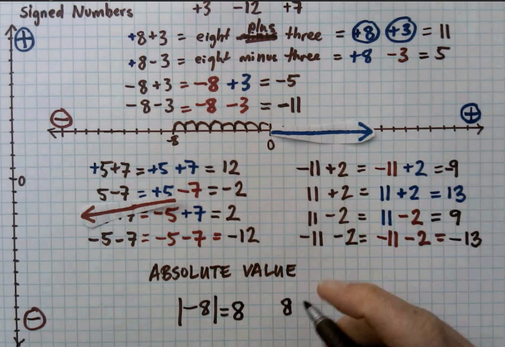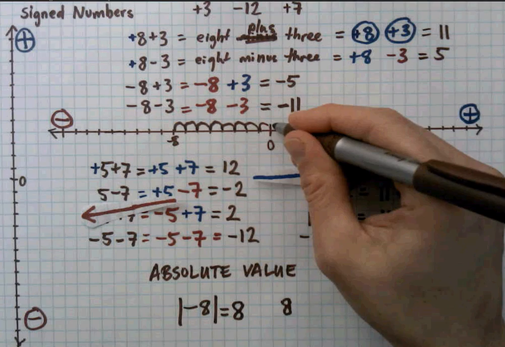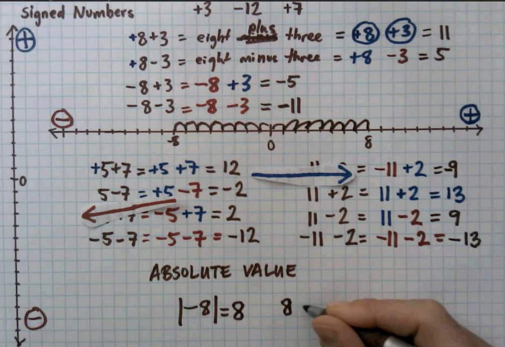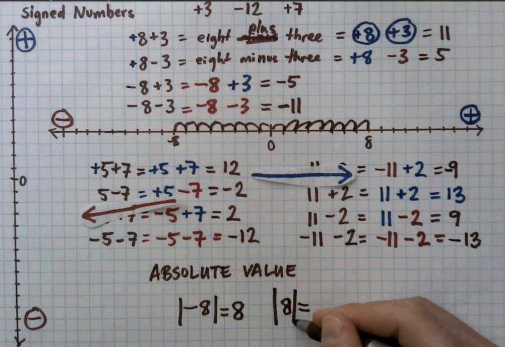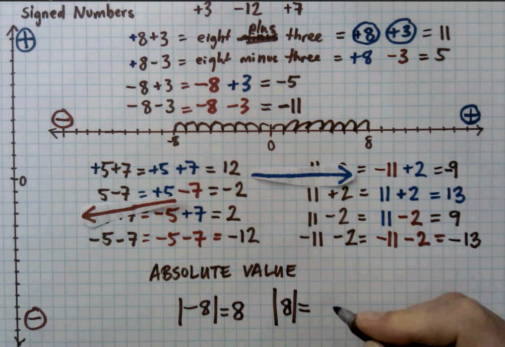And so its absolute value, and absolute value is shown by these bars that come on either side of the number, is also 8. So that's absolute value. It's about the size of the number, no matter if the number is positive or negative.